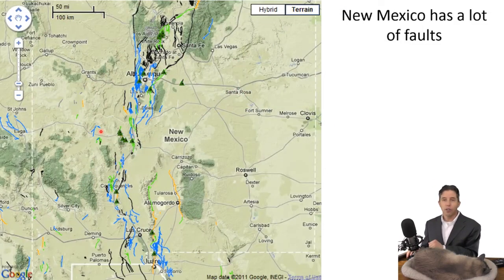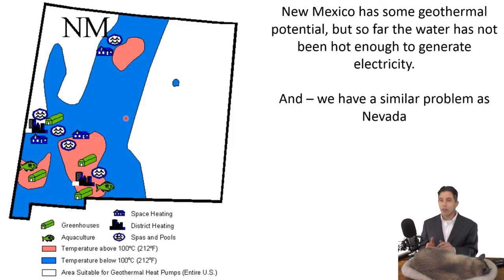And some of these clusters that you see are actually due to fault movement. We have a lot of faults in New Mexico, and this is the map of them. The colors designate the different ages of them. But the point is we've got faults that are moving that should generate heat. We've got magma that's also generating heat. We ought to have geothermal resources. But like in Nevada, we just don't have much groundwater.